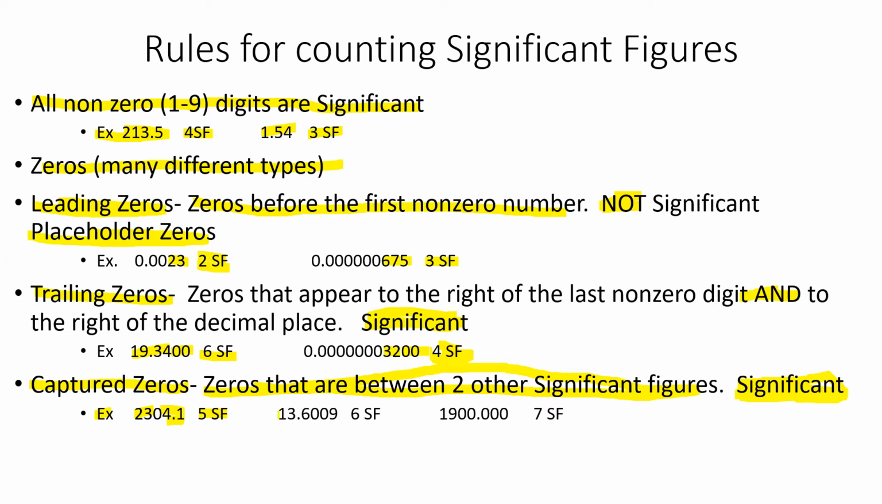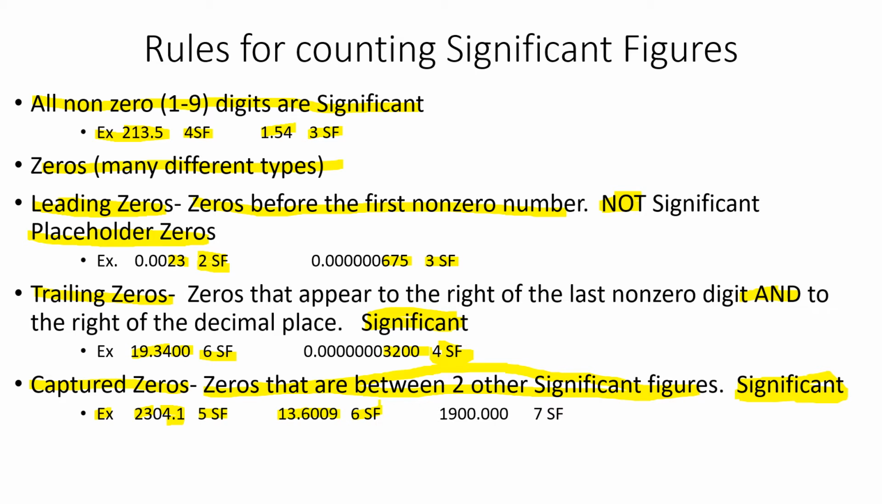13.6009. Well, the 1, the 3, and the 6 are definitely significant. They're non-zero. Same with the 9. Here, I can have more than one captured zero. Here I have 2 captured zeros. Well, they're between the 6 and 9. Those must be significant. All of these are significant. We'd wind up with 6 significant figures.